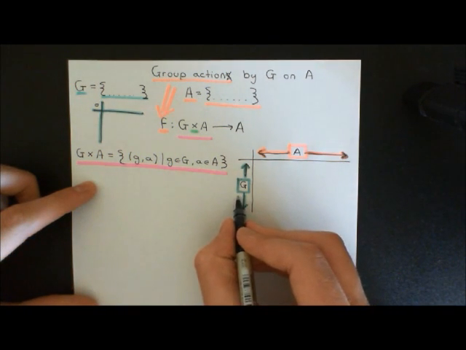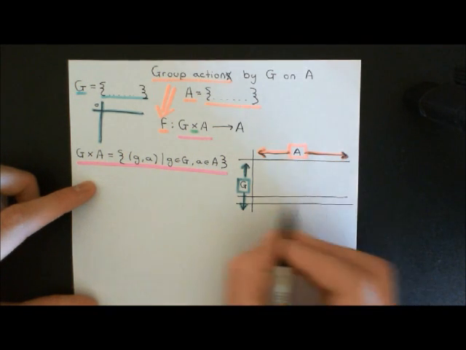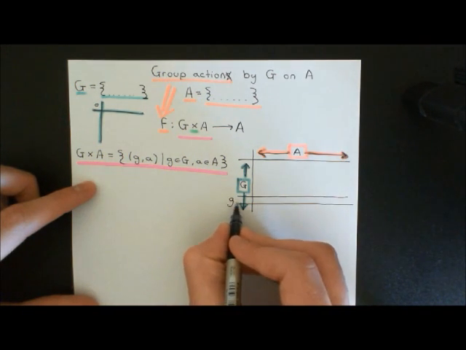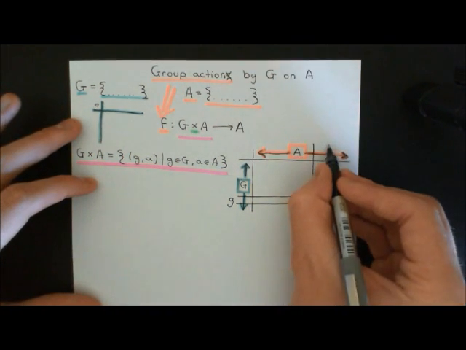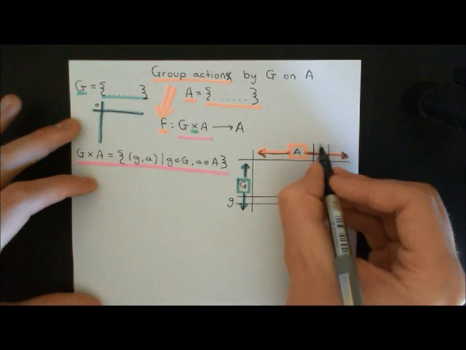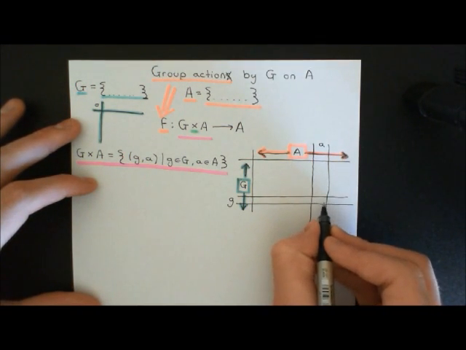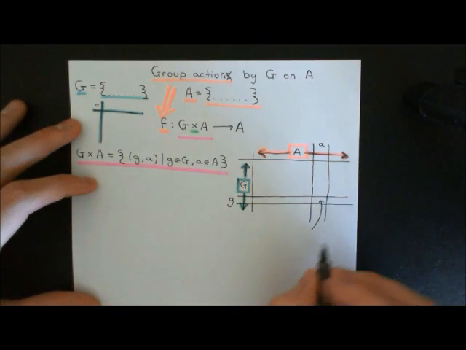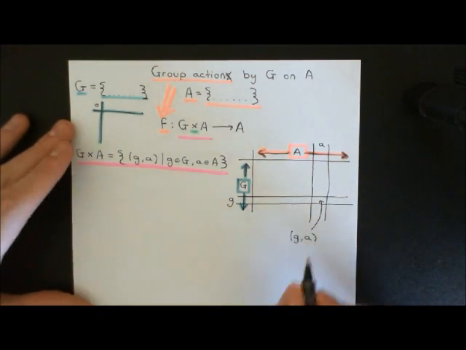To give you an example here, let's take the row that corresponds to an element little g, and let's take the column that corresponds to the element little a of the set. Then the entry in this table here, and I'm not going to try and squeeze it in there, the entry that would be in this little square here would be the ordered pair (g, a).